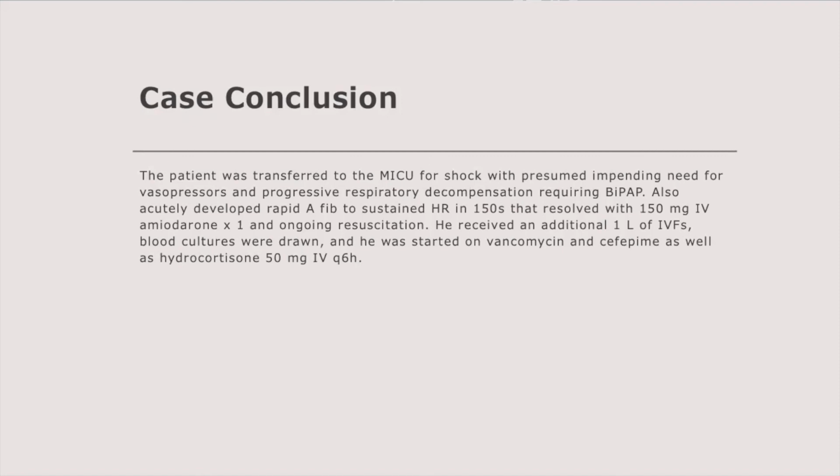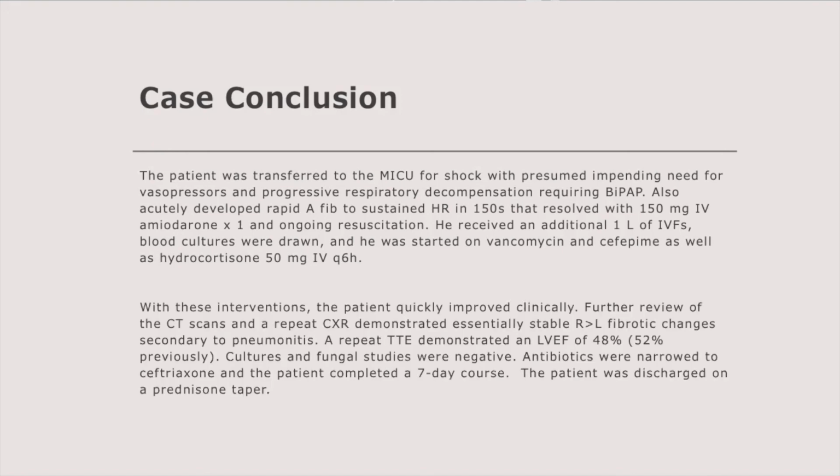He acutely developed rapid AFib to sustained heart rates in the 150s that resolved with 150 milligrams of amiodarone ×1 and ongoing resuscitation. He received an additional 1 liter of IV fluids. Blood cultures were drawn. He was started on vancomycin and cefepime. And we put our heads together and figured out that he probably needed a little bit of steroids. So we gave him hydrocortisone, 50 milligrams IV Q6 hours. With these interventions, the patient quickly improved.